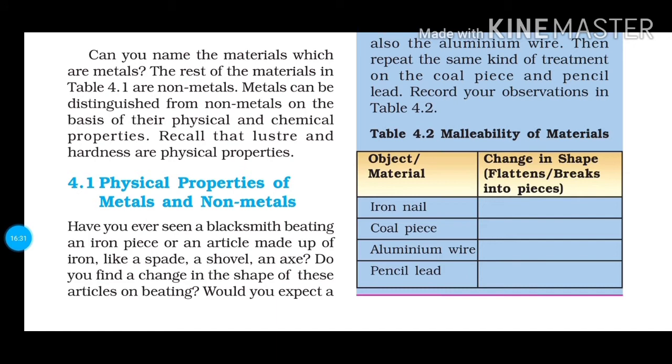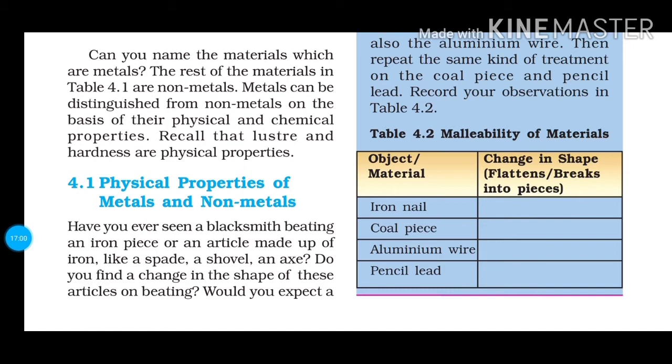We cannot convert the non-metal surface into the thin sheet, but we can convert the metal surface into the thin sheet. So this is the main observation and this would be the main difference. So in the table 4.2 here you can see iron nail. We know iron nail is the metal, then it will be flattened and it will be changed into the sheet. Coal piece is the non-metal and it will break into the pieces.